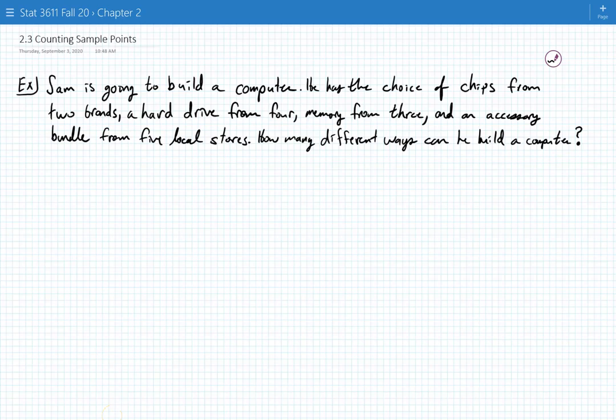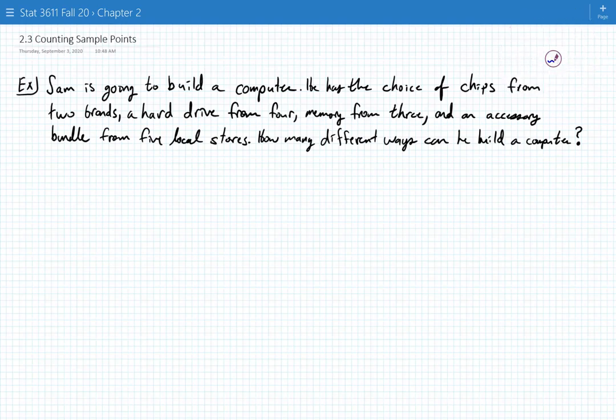All right, welcome back. And let's just dive right into an example here. Sam's going to build a computer. He has the choice of computer chips from 2 brands, a hard drive from 4 brands, memory from 3, and an accessory bundle from 5 different local stores. So how many different ways can Sam build this computer?